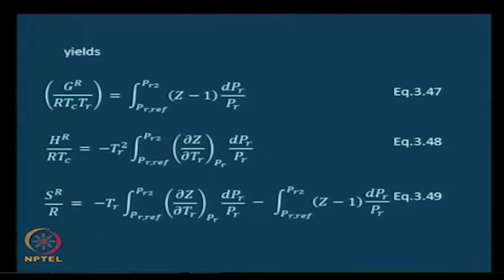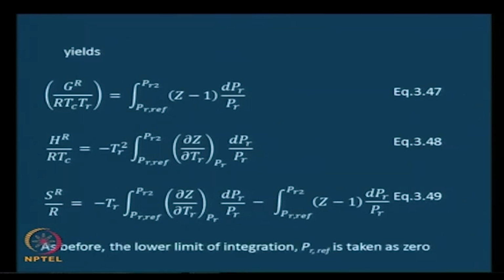Let us move forward, and before that it is good to note that as earlier, the lower limit for integration, the Pr reference, is usually taken to be 0. We could choose that as anything, it is usually taken to be 0, so that we do not have to worry about values there.